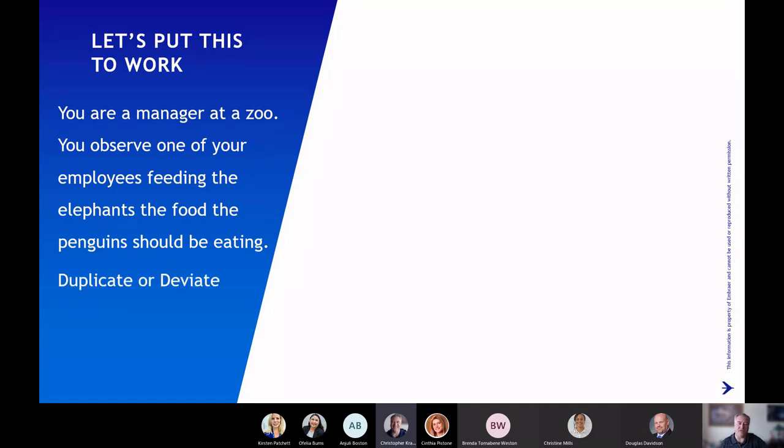So the first question is, do you want them to duplicate this in the future or deviate from this in the future? I'm thinking we need to deviate, right? So how would you handle this? I'm going to give you an A, B, or C. Once you see them, I'd like for you to, in the chat, type in which you think is the actual choice. So using SBIA.